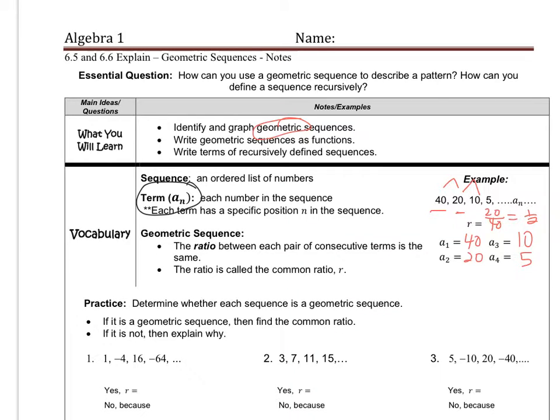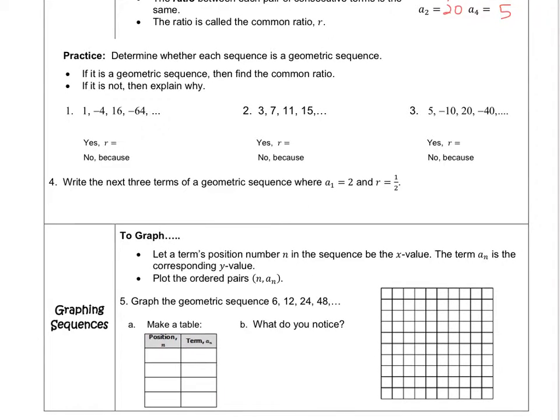So now we're just going to look at a couple of sequences and determine if they're geometric or not. And now to remember, to be geometric, they're going to have a common ratio that's the same every single time. So what I want you to do is pause your video, and figure out 1, 2, 3, and 4. I want you to write the answers to them, and then check back for the explanation.